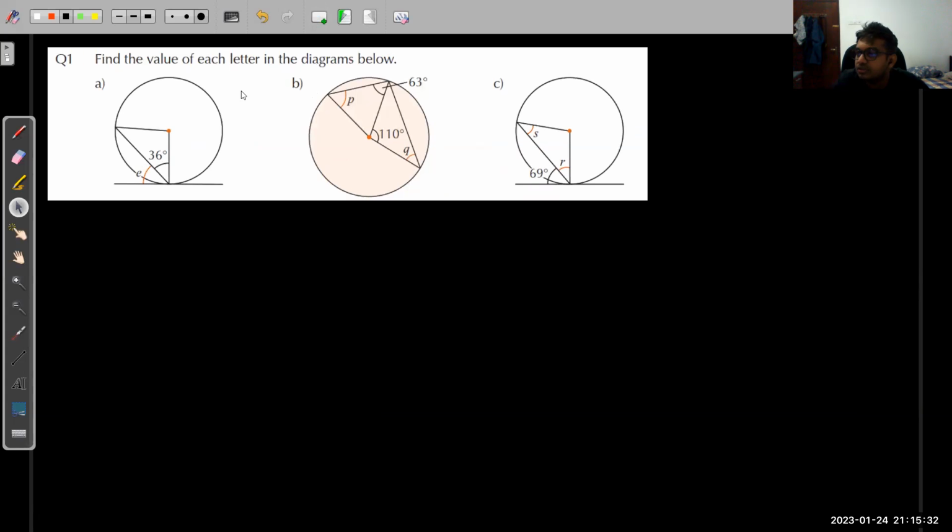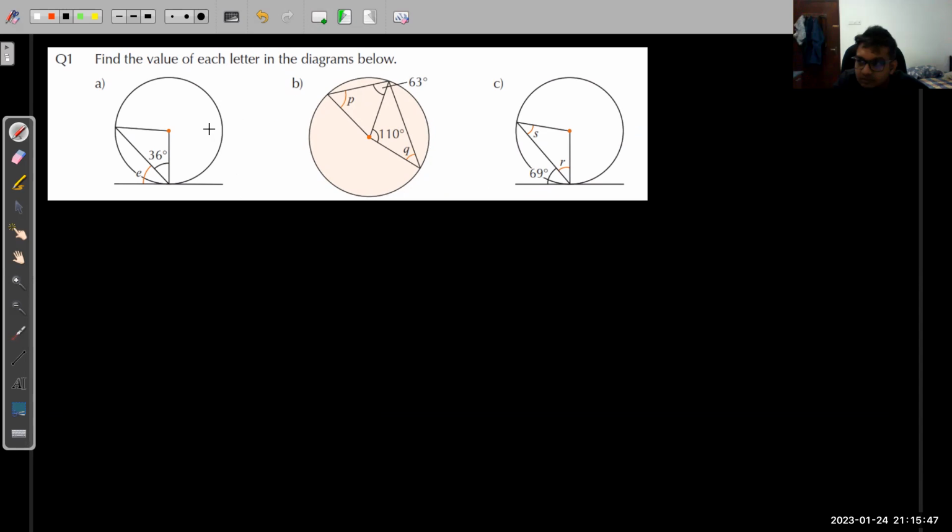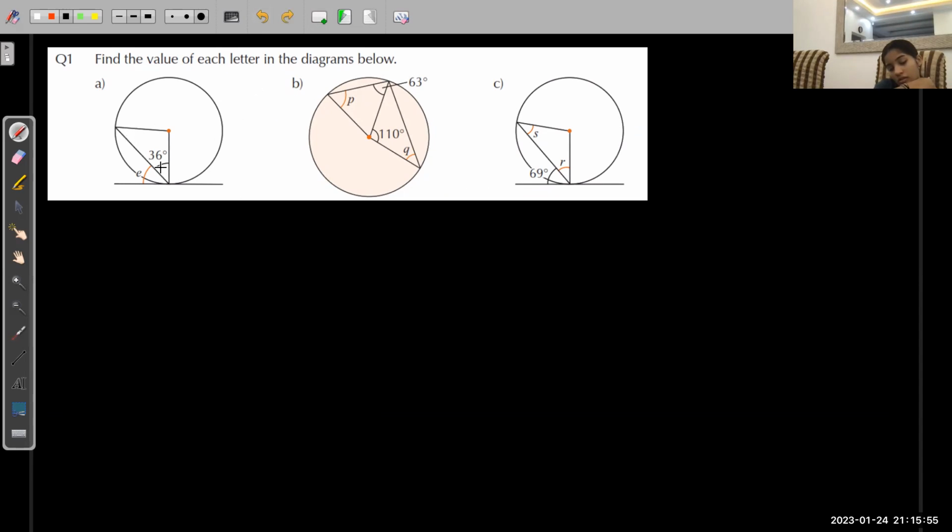Find the value of each letter in the diagram below. So, what do you think? What is the value of E? E, so it's 36. The other side would be 36 as well. Yeah, I agree. This is 36, but you don't need that. We don't need it. What do you know about this? This is a tangent.